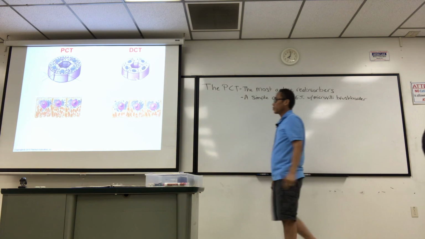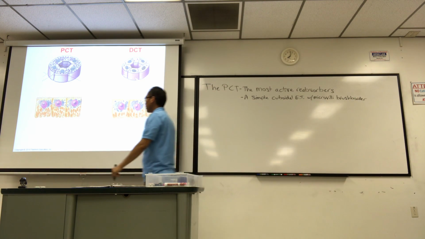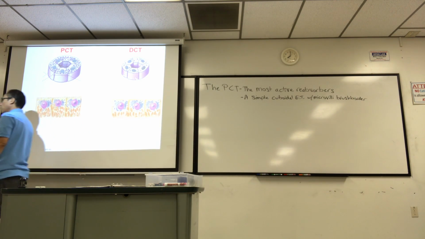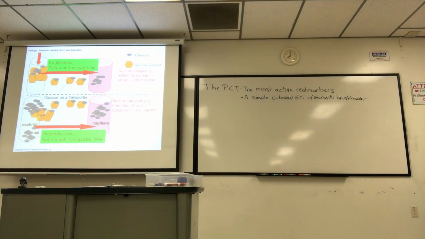DCT are also a simple cuboidal epithelium. They're not as active. They don't have as many mitochondria. There's no brush border. In this slide, I want you to see that the main function of these cells is reabsorption. They do secretion as well.